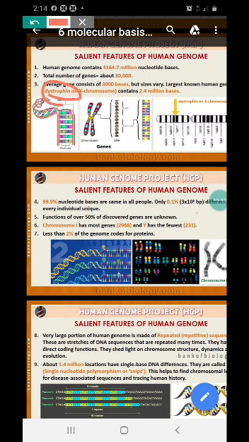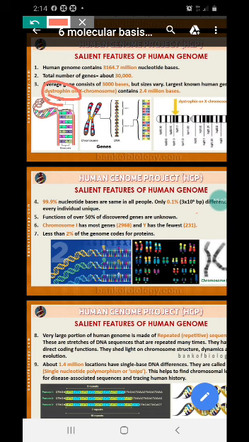And chromosome 1 has the most genes, which is 2968 genes, and the Y chromosome of the males has the least or the fewest, which has 231 genes. Okay, and only 2% of the entire genome codes for proteins. And nearly more than 50% is just simply present. All the bases are simply present. There is no use at all, no function at all.